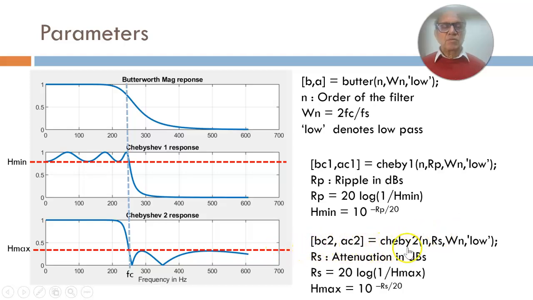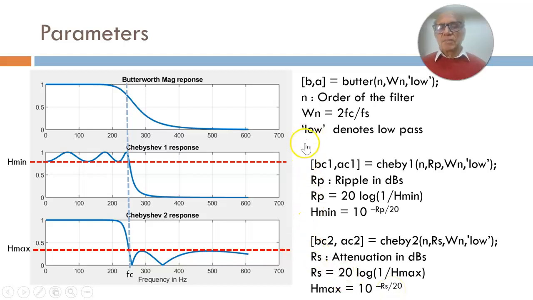Then BC2, AC2, Chebyshev 2. Now in this case again N, Wn and low, the type of the filter, they are the same as before. But now you provide Rs, that is the attenuation in dBs. And this is related to H max like this. Rs is equal to 20. Understand, attenuation is specified in the stop band. So we are talking about H max here. So Rs is equal to 20 log of 1 divided by H max, or H max is given by 10 raised to minus Rs by 20.